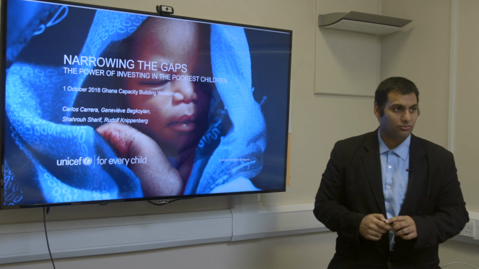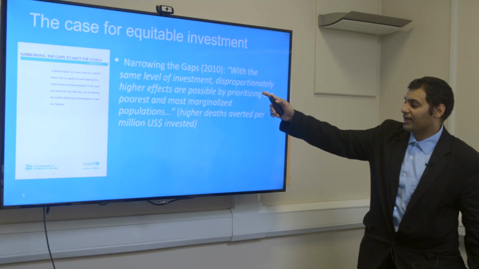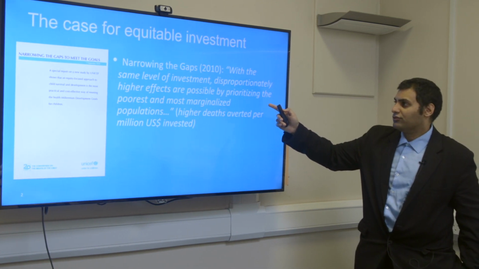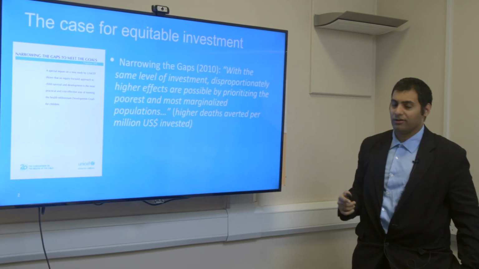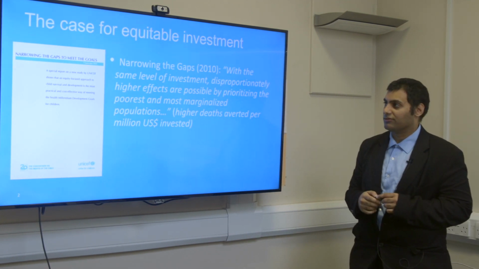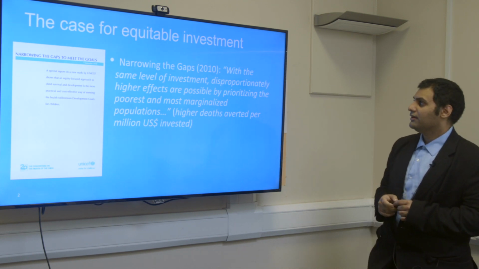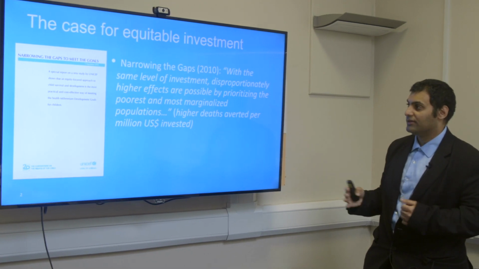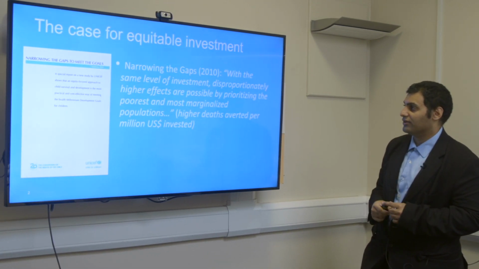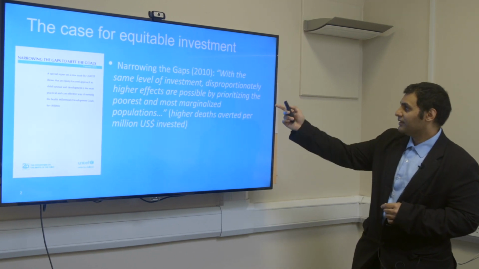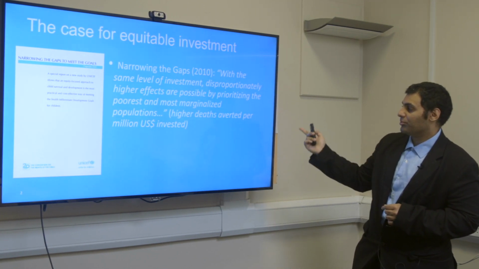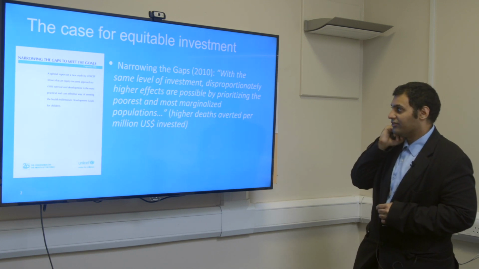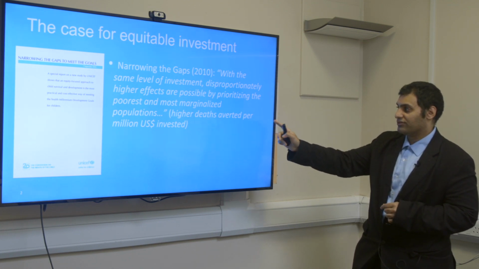It's a piece of work, the original Narrowing the Gaps paper, that was published from 2010 to 2012. This was published under the previous executive director of UNICEF, Mr. Tony Lake, which had a hypothesis and made the case for addressing equity to address mortality and improve health and livelihood globally. With the same level of investment, disproportionately higher effects are possible by prioritizing the poorest and most marginalized populations, so highest deaths averted per $1 million invested.